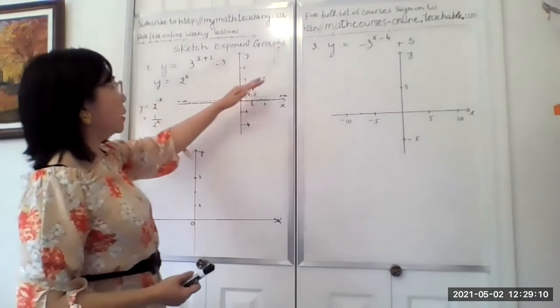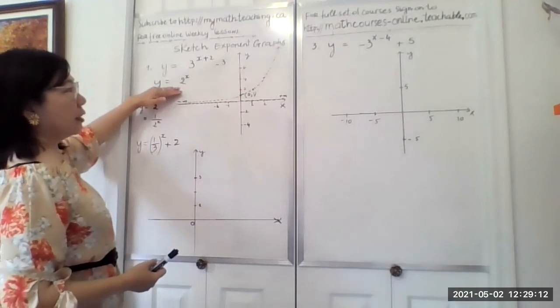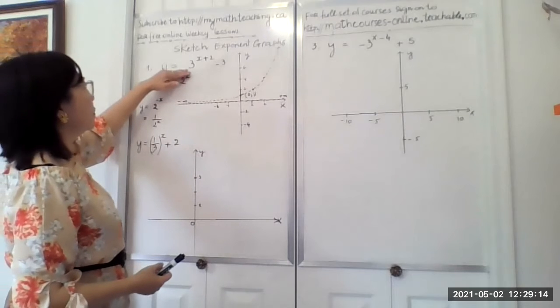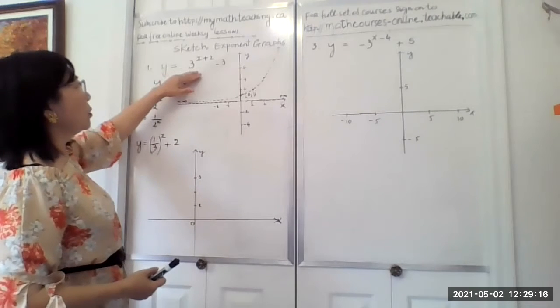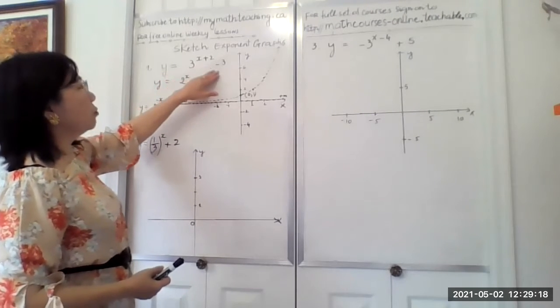Now, I put it dotted because we don't want to keep this basic one. We want to graph the first function, which is y equals 3 to the power x plus 2, minus 3.